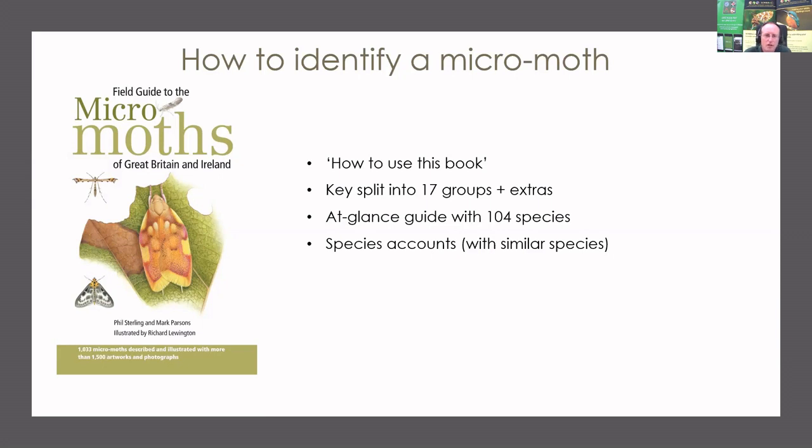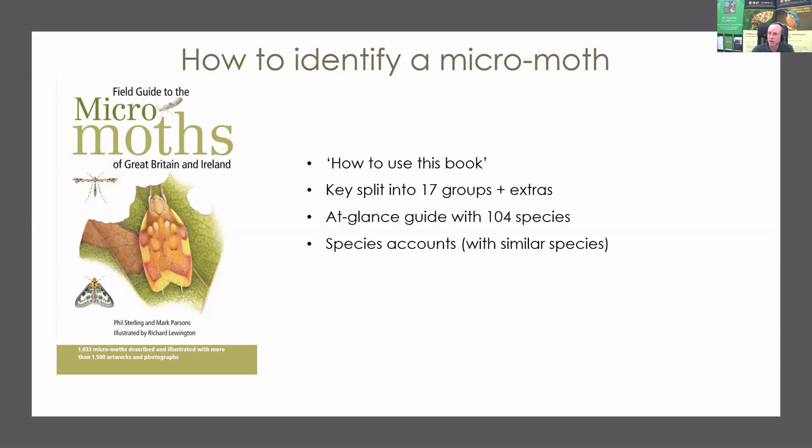It's got a fantastic little key, which is nowhere near as complicated as the keys that I had to use when I first started out. And they've also got an at-a-glance guide, so you can compare the small moth that you have with the 104 species, little vignettes, and see whether it gives you an idea as to what group you're looking for, and then from there you can narrow it down. And of course, also within this book, there are species accounts for all of the species that it covers.